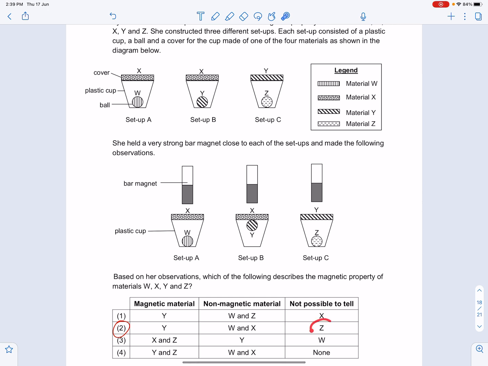Now, last but not least, it is impossible to tell for Z in this case. Why is it so? For Z, it's not possible to tell because you have this Y material here, which is actually a magnetic material. So because of that, you are not able to tell. So therefore, the answer is 2.